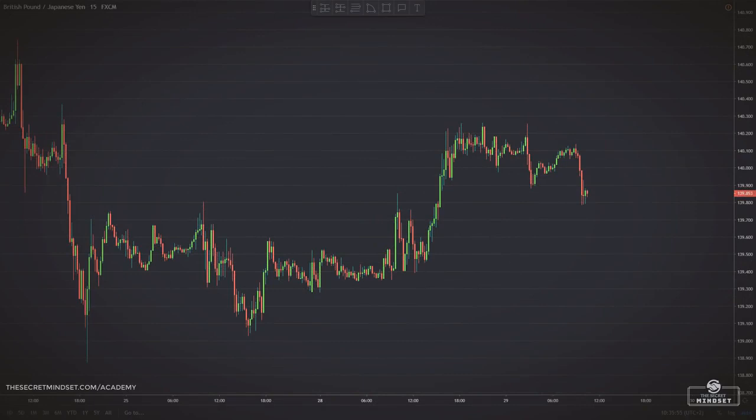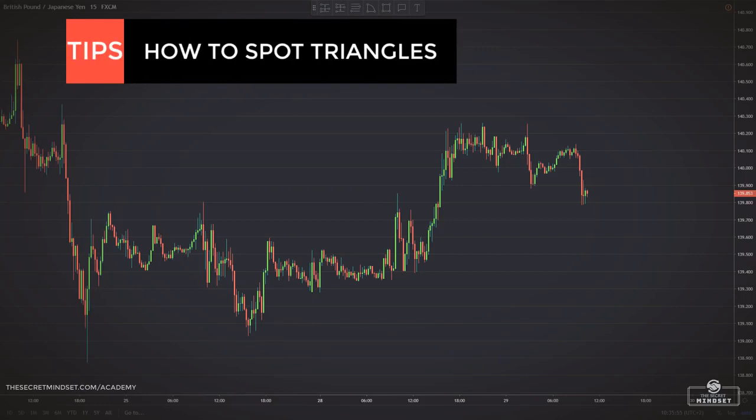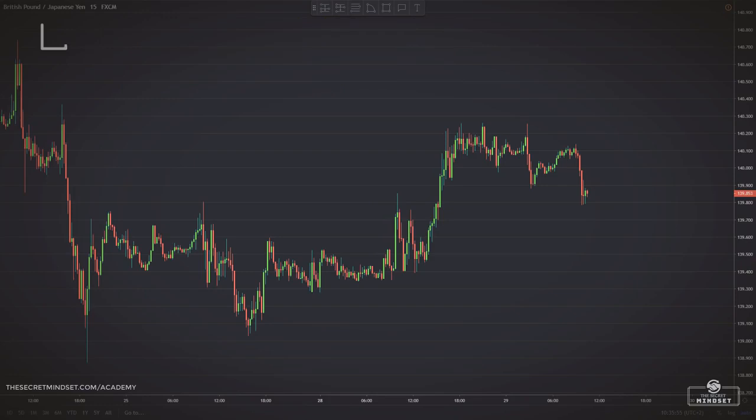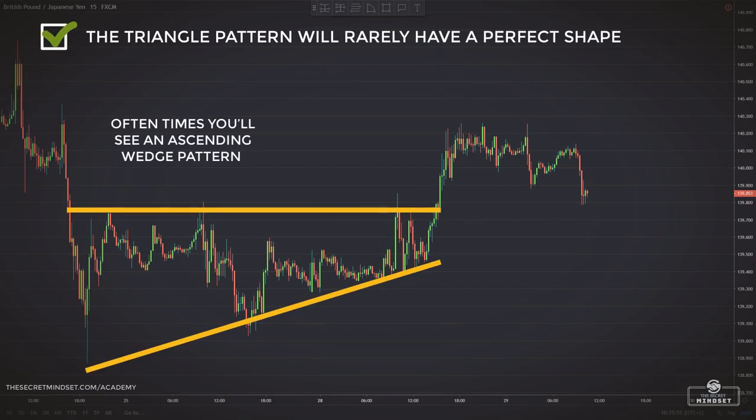Now that you learned how the ascending formation looks like, I want to share with you several important things that I've learned from trading with bullish triangles. First, on a price chart, the triangle pattern will rarely have a perfect shape. Oftentimes, you'll see an ascending wedge pattern which will break the resistance line, but will have no real momentum behind the breakout. Other times, the pattern will develop spiky bars that will lead to false breakouts.